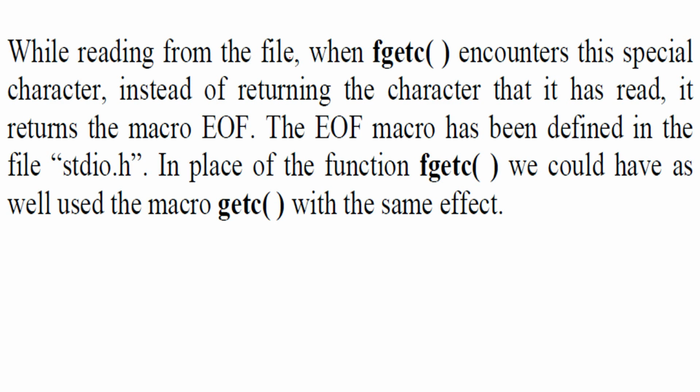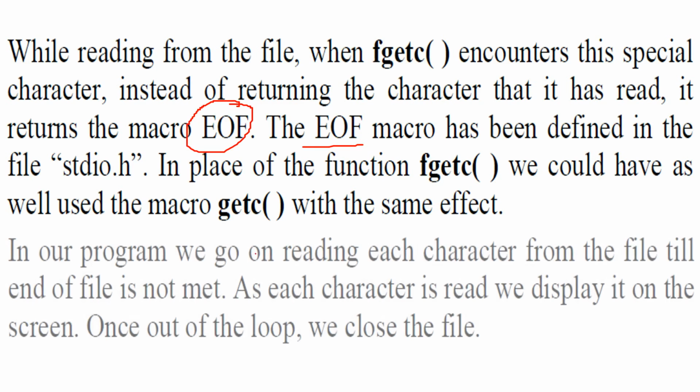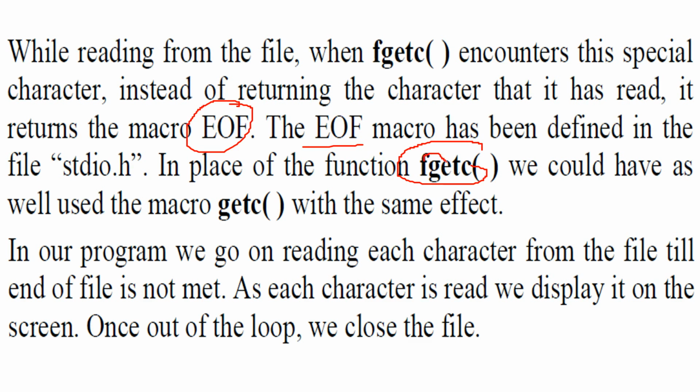And when we are reading it, as I just said, we use EOF, and this EOF, end of file, is an ASCII character, or actually a macro whose number is 26. So EOF is equivalent to the ASCII character 26, and this macro is defined in stdio.h. fgetc is file get character. This means from a file, get a character. We can also use getc with the same effect.